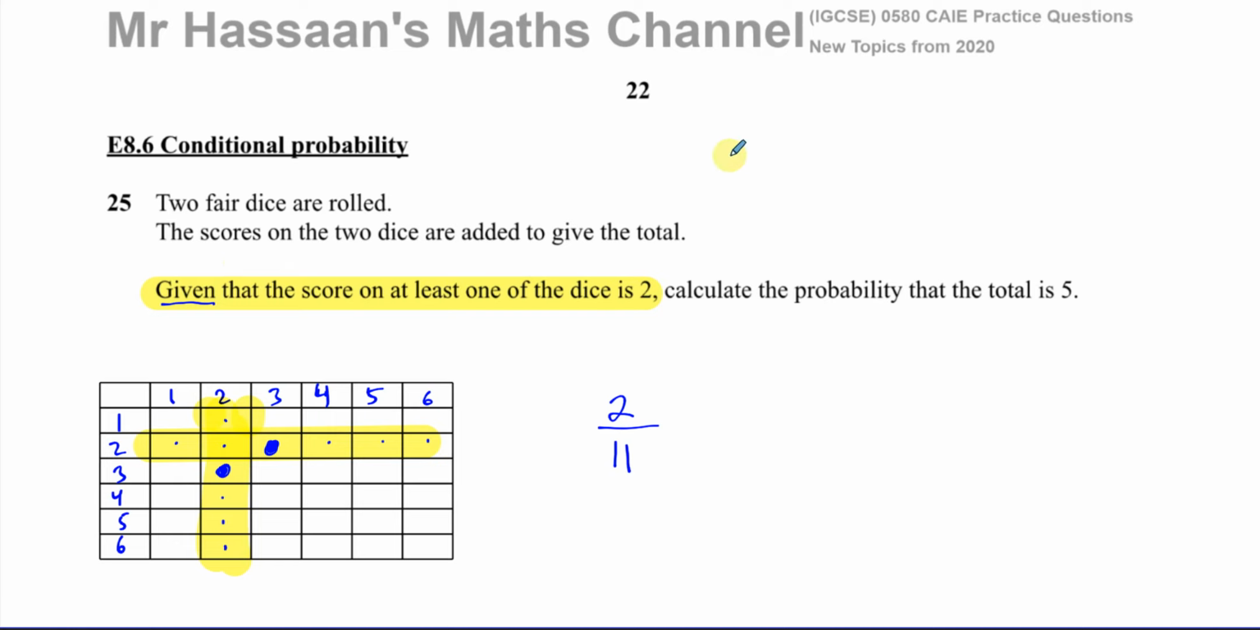So this document is for the new topics from 2020. When it comes to 2025, there's going to be another one of these documents which will be relevant then. Most probably these topics will still be there in the 2025 syllabus. I think this is still going to be there.